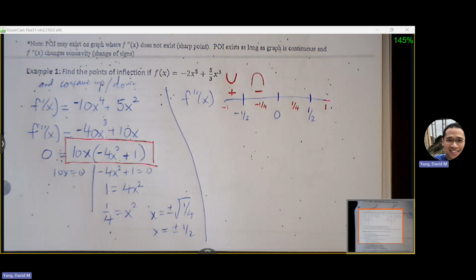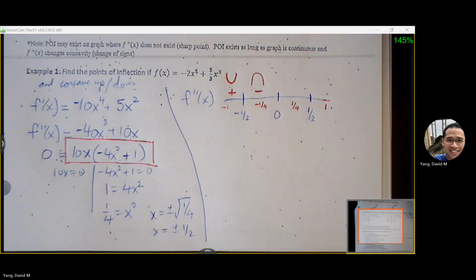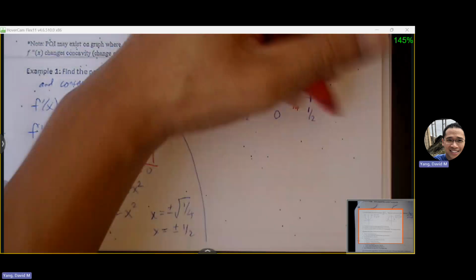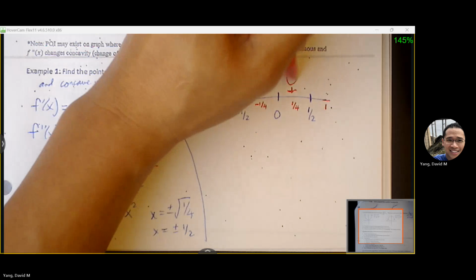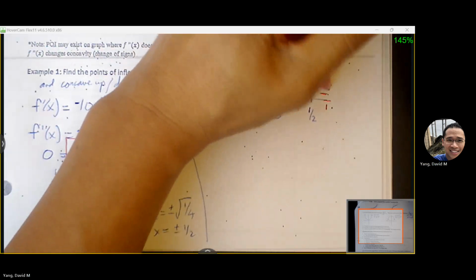Plug 1/4 in. Positive times negative... Positive times positive will be positive. And if I plug 1 in, positive times negative is negative.